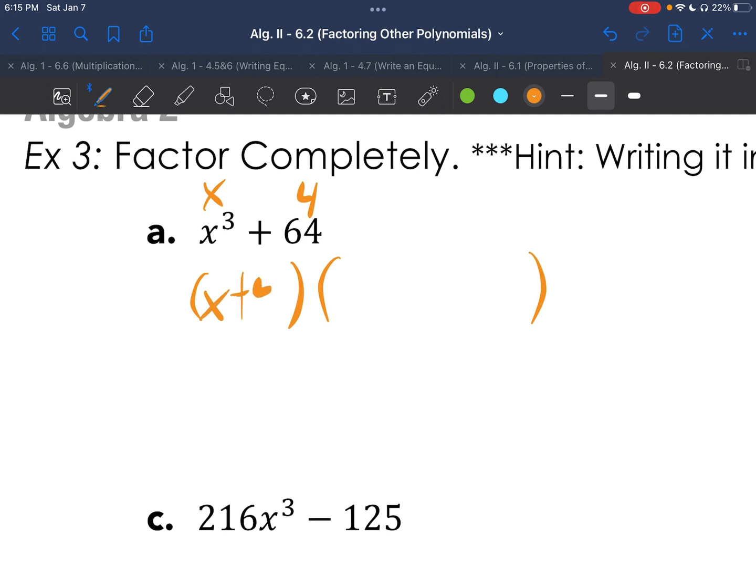The first one's x plus 4. The second one is going to be x squared minus the opposite sign, 4 times x, so 4x, and then plus 16.